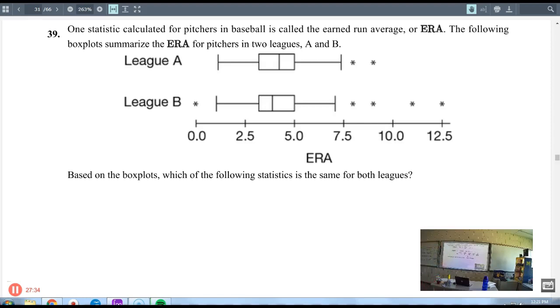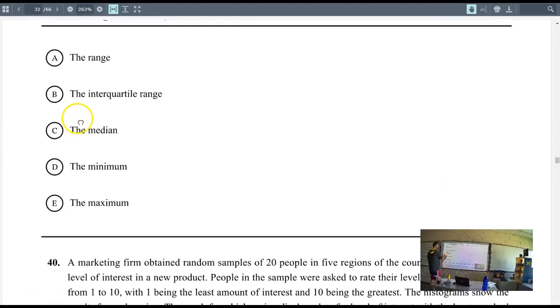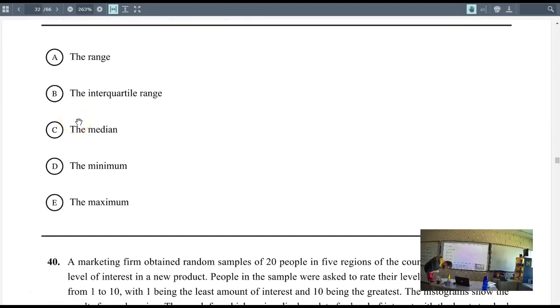So based on the box plots, which of the following is the same for both leagues? Just eyeballing up here, my guess is the answer is going to be IQR, because those two boxes are the same. The medians are not the same. The range is not the same. So let's see what we got. Yeah, 39 is B. The interquartile range will be the same. That's the size of your box.